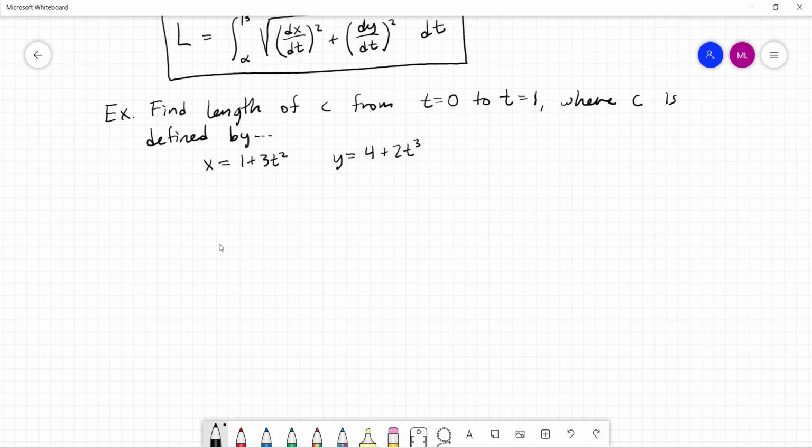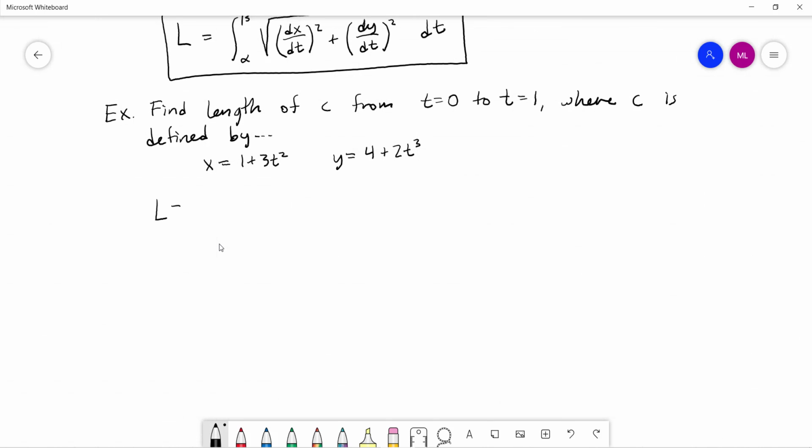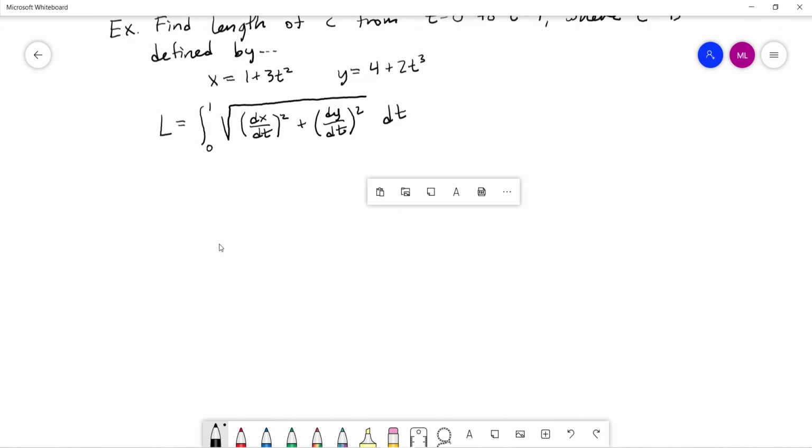And so if I want the arc length, all I need to do is integrate from the starting time 0 to the end time of 1 times the square root of, again, dx dt squared plus dy dt squared, whole thing square rooted, times our dt. So I just need those two expressions. I need that and I need that. Let's find those two derivatives, dx dt and dy dt.